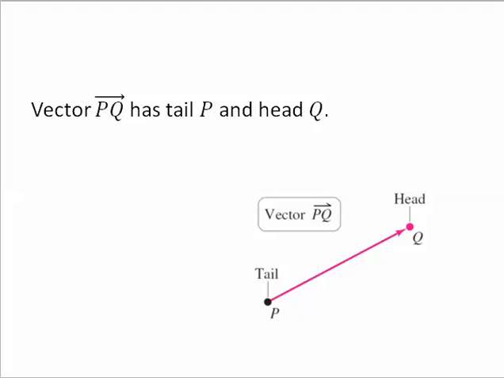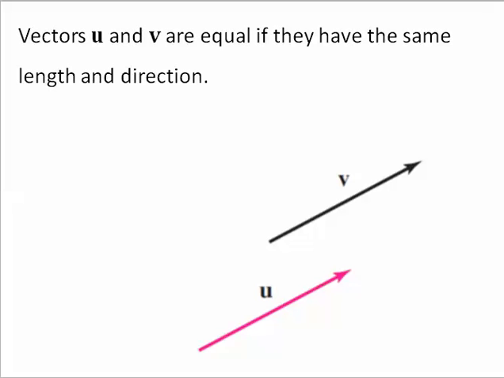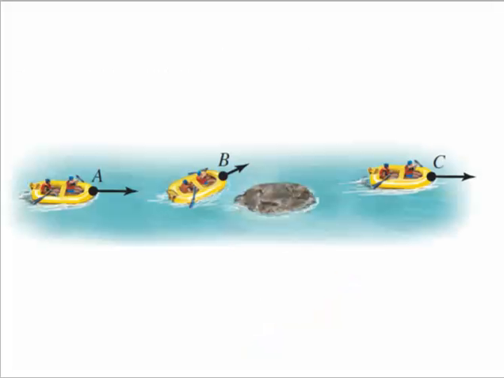Let's talk about notation. Vector PQ has tail P and head Q. We also say vectors are equal if they have the same length and direction. So vector A and vector C are equal.